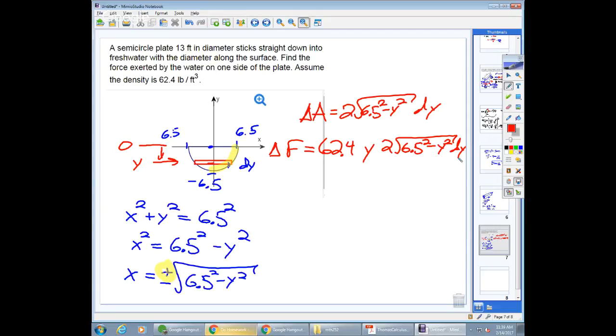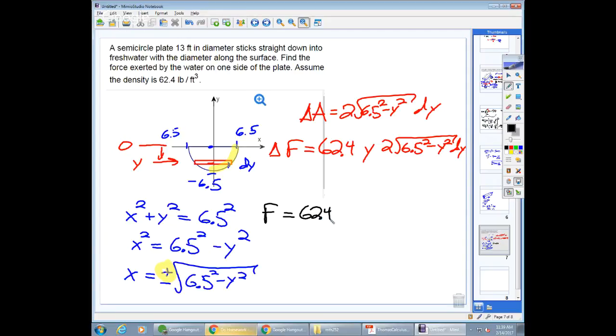So then what we want to do is integrate that. What can we pull out? We can pull out the 2 times 62.4. We might need it in terms of taking a derivative. Oh yeah, check that out. We're going to have a substitution. All right, let's leave it in. Good job, Stan. Nice eye.